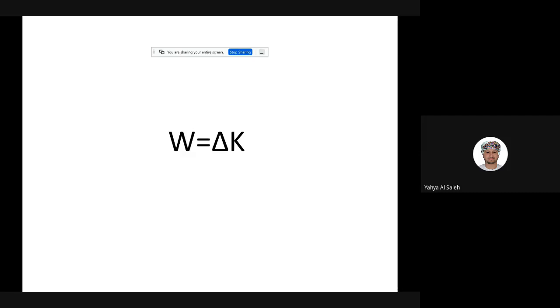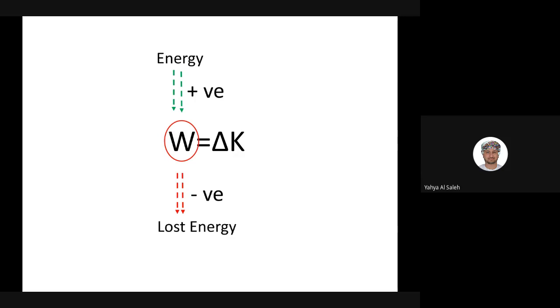Okay, so W equals delta K. We have been using this equation for 2 or 3 lectures, give or take. We have been talking about work: more energy, positive work; less energy, lost energy, negative work. So we have been saying something without actually defining it. It seems that work is how we say we put energy into the system or take energy out of the system.